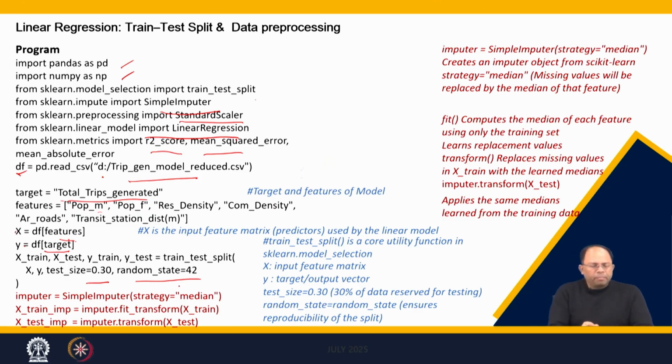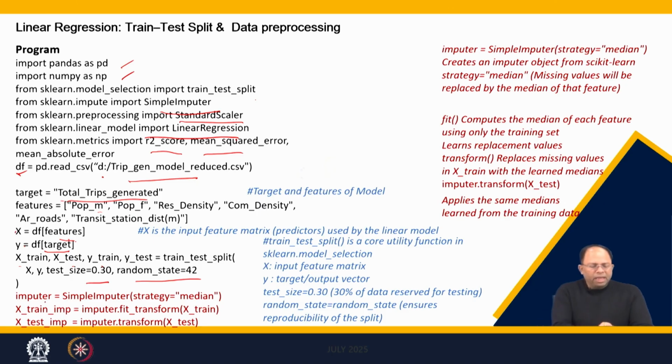And then once we do that, we divide the data into X train, X test, y train, y test. X train and y train are the ones we use to train the model, and X test would be used to predict, and the prediction would be compared with y test to see if our predictions are correct or not.